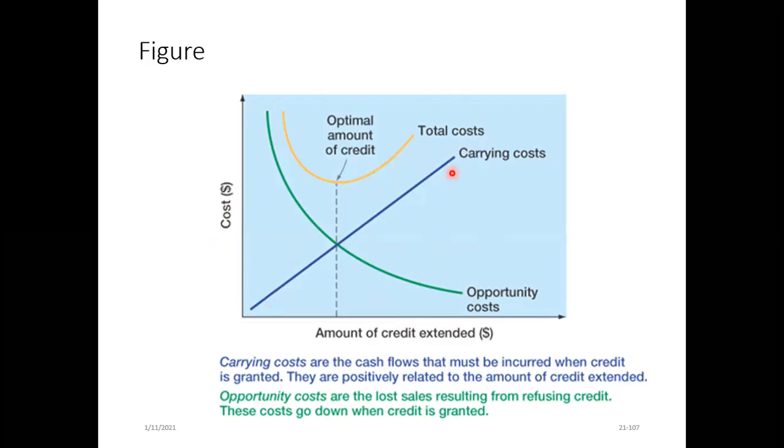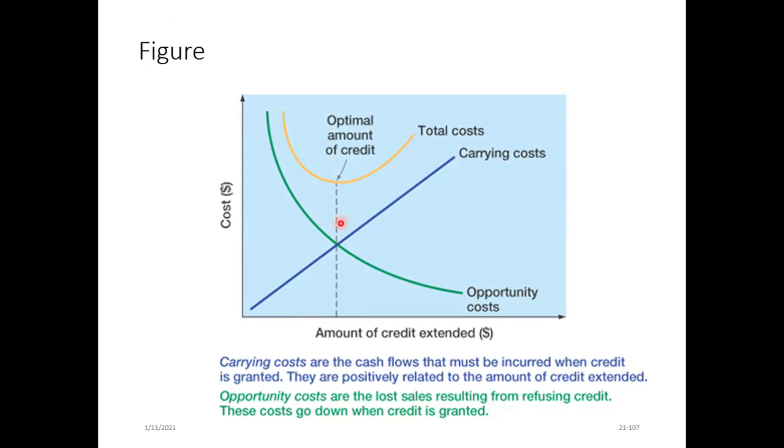The carrying cost will increase. It has a positive relationship between the carrying cost and the amount of credit extended. And when we follow a very rigid credit policy, we have to lose our customer, and the profit from that customer we have to forgo. So that kind of cost is called opportunity cost, right? It has a negative relationship. Here the total cost equals carrying cost plus opportunity cost.